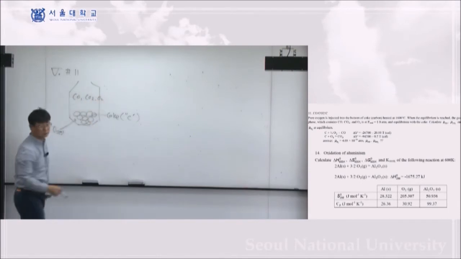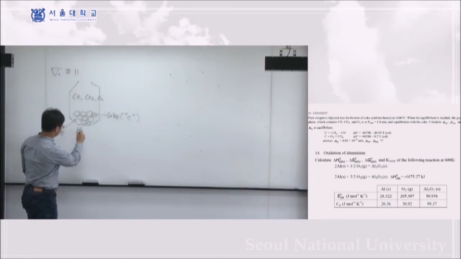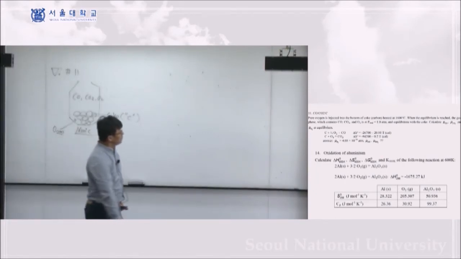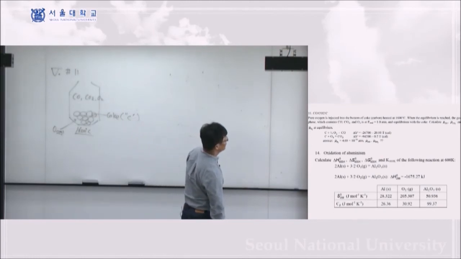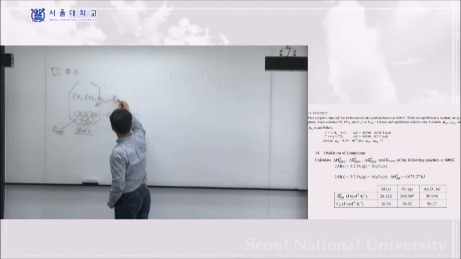CO2, and then a certain amount of oxygen. So I want to calculate what this is at 600 degrees Celsius. Okay? And at least we know that the total pressure is 1 atm.